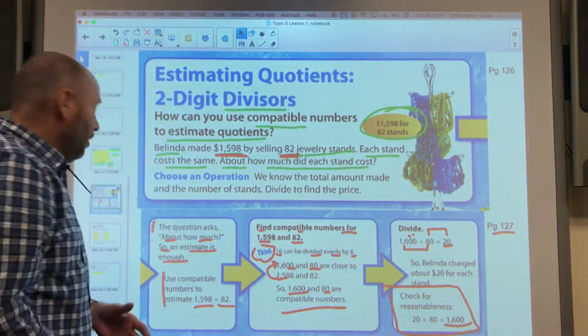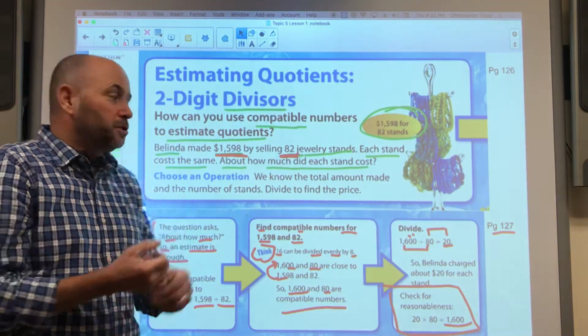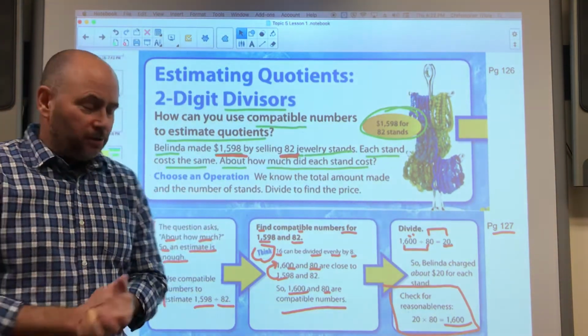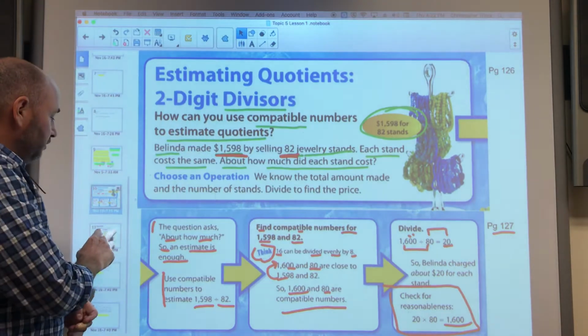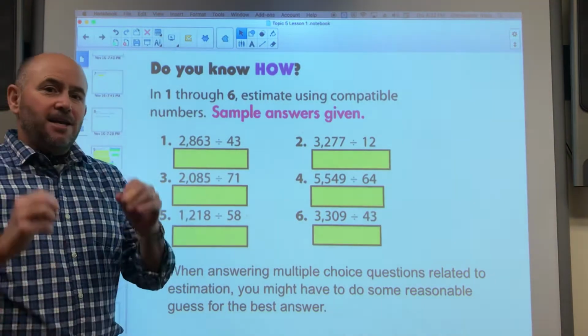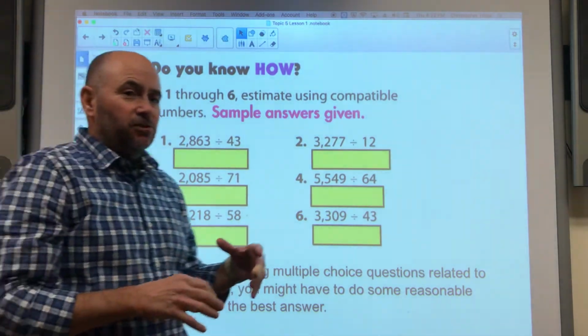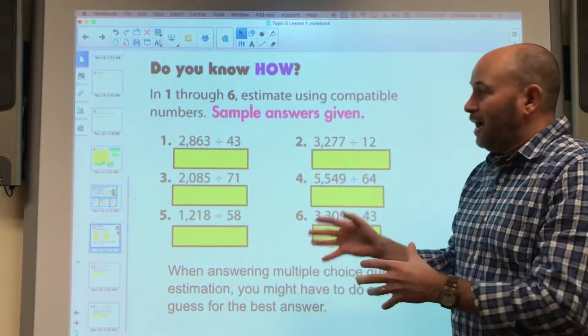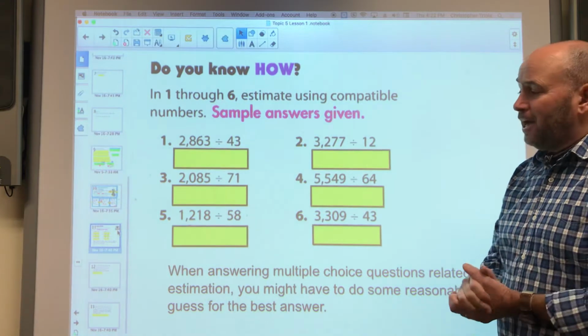Okay? Now, what we're going to do is we're going to do some example problems, all right? And how we're going to do this is by first taking a look at the problem, and then estimating an answer, and then getting the answer, and then showing you how we came up with that answer.